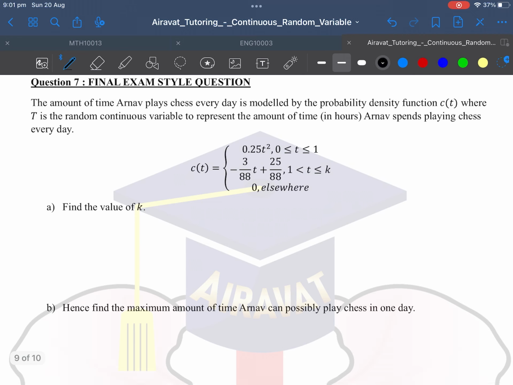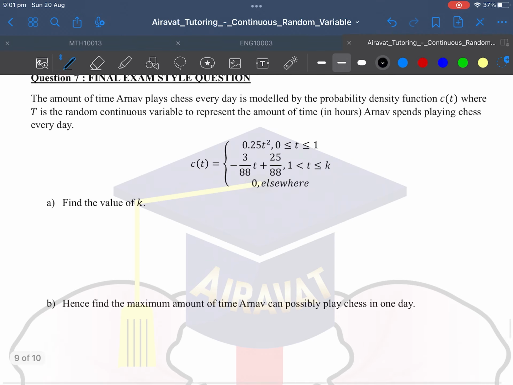Find the value of k. Yeah, you know what? I think I might have something with k. I love variable k. I always put it everywhere. I know. Anyway, okay, that's beside the point.